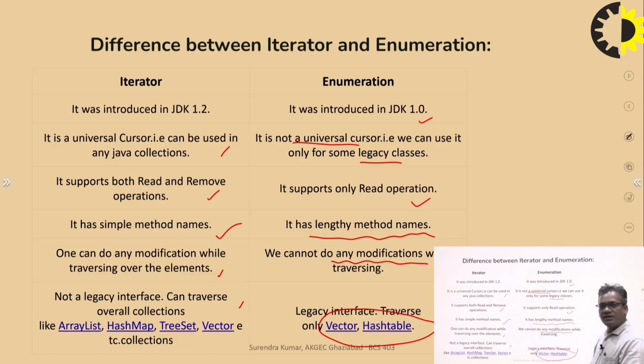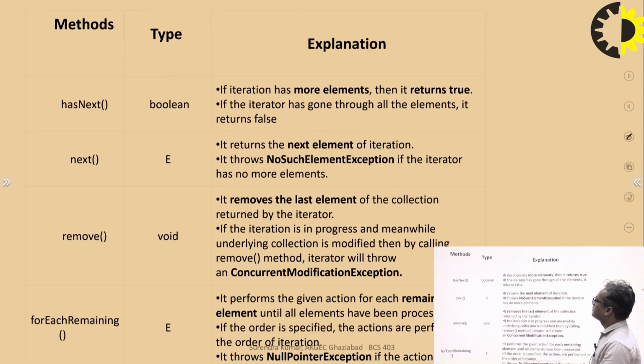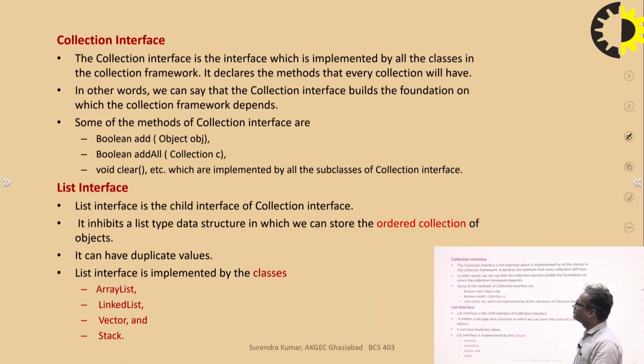So there is a difference between Iterator and Enumeration. The different methods are hasNext, next, remove, forEachRemaining. This is the Collection interface, and we have different interfaces and methods, like the List interface. We have ArrayList, LinkedList, Vector, Stack. So we have different kinds of classes with the List interface, as we have seen in the chart shown at the start.